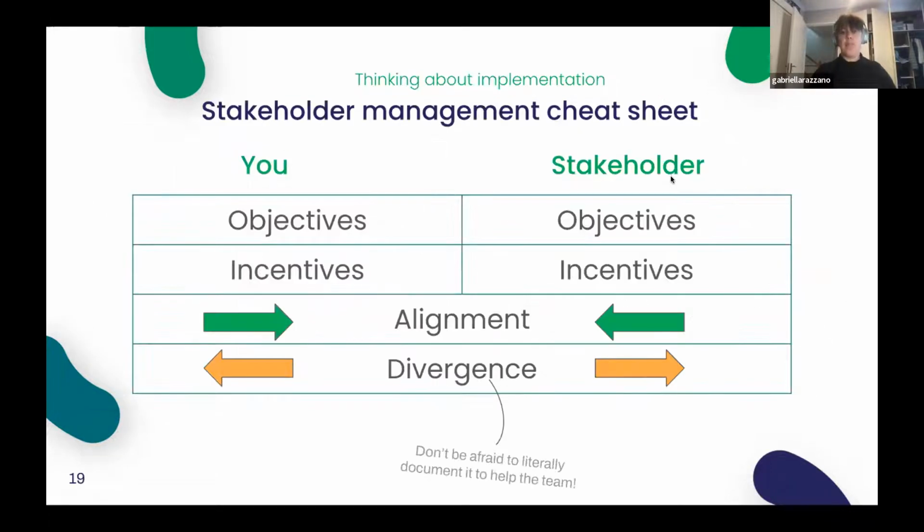Okay. This is a little stakeholder management cheat sheet. It's something that we like to think about. And it's just to remember that you have your own objectives, which align with your partners, but they also sometimes will diverge. And as a team, being very clear on where there are those divergences from day one is a very important part of your project implementation. And so I just thought I'd flag that.